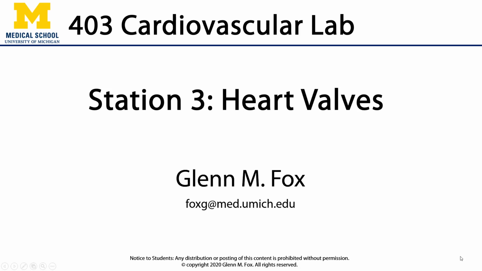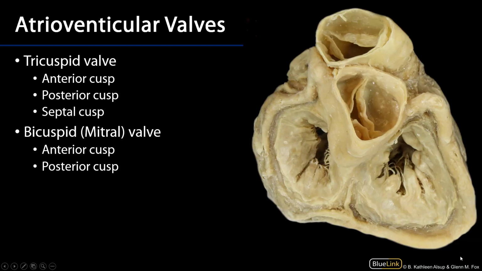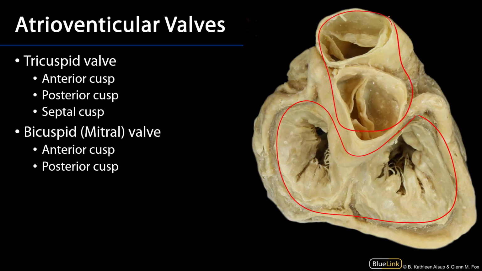Hi, let's talk about the valves of the heart. So the heart has two sets of valves. There are the atrioventricular valves that are going to send blood from the atria into the ventricles, hence their name. And then there are the semilunar valves, which send blood from the ventricles out into a respectively named vessel.